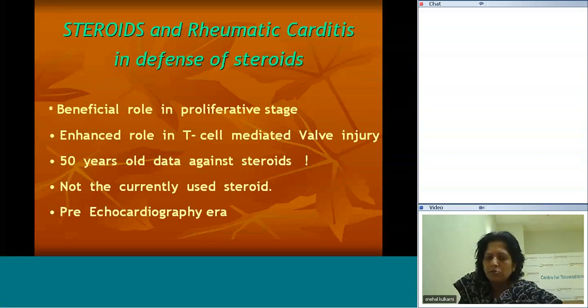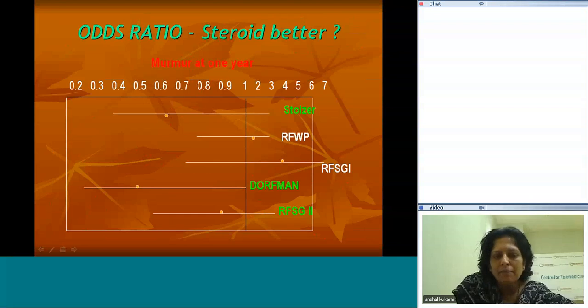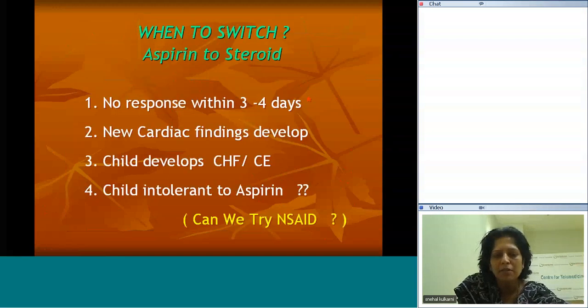So, if you try to correlate the pathogenesis of acute carditis and steroids, there is a beneficial role in the proliferative stage. There may be an enhanced role in the T-cell mediated wall injury, and the steroids may have a role. But 50 years of data is consistently against steroids, though this was a pre-echocardiography era, and we really do not know the pros and cons. But as far as the murmurs are concerned, at the end of 1 year, steroids are better in reducing the incidence of murmurs as compared to aspirin.